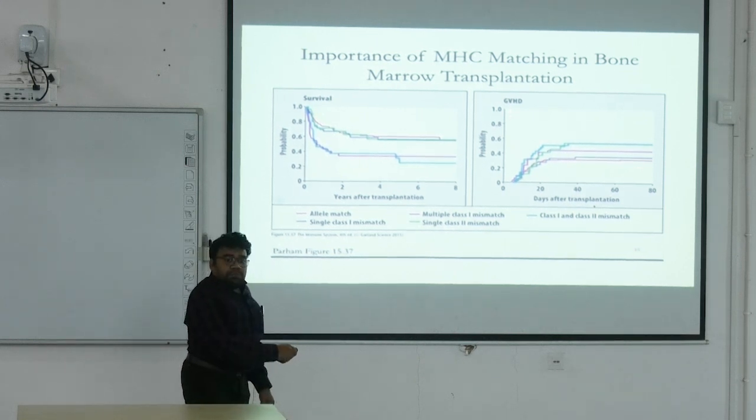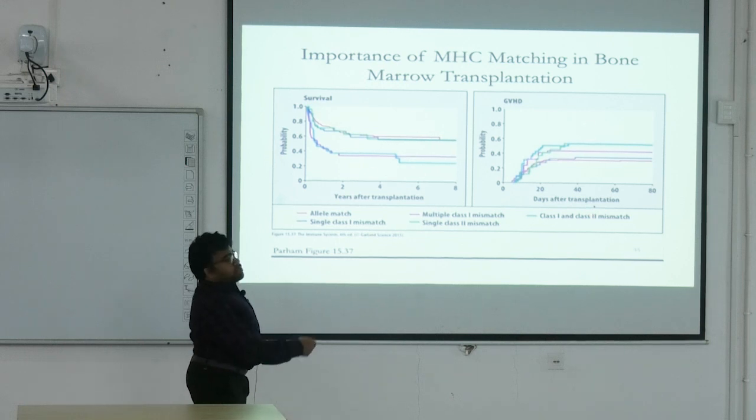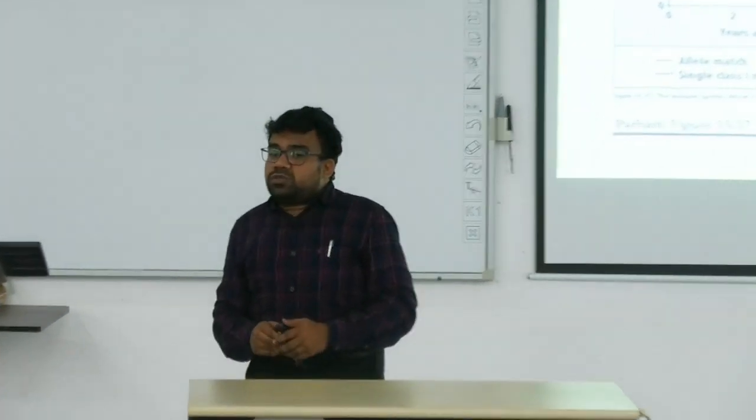It is the minimum graft versus host disease. If we look on the right hand side where there is class 1 and class 2 mismatch, the survival decreases and the chances of graft versus host disease increases. That means even though we are transplanting stem cells, matching is still very good.